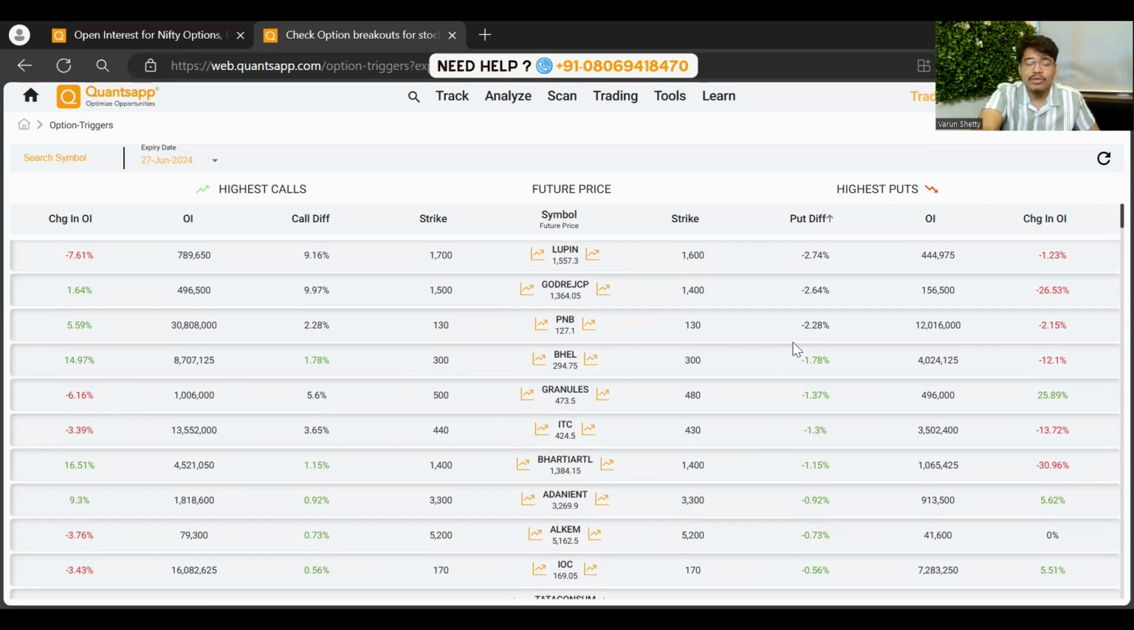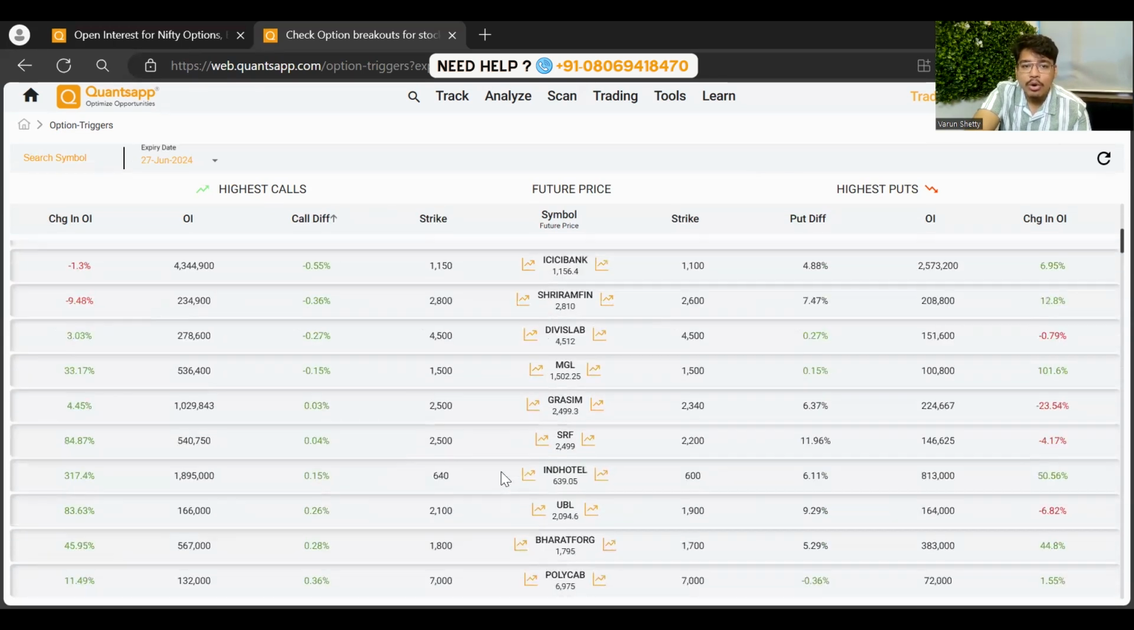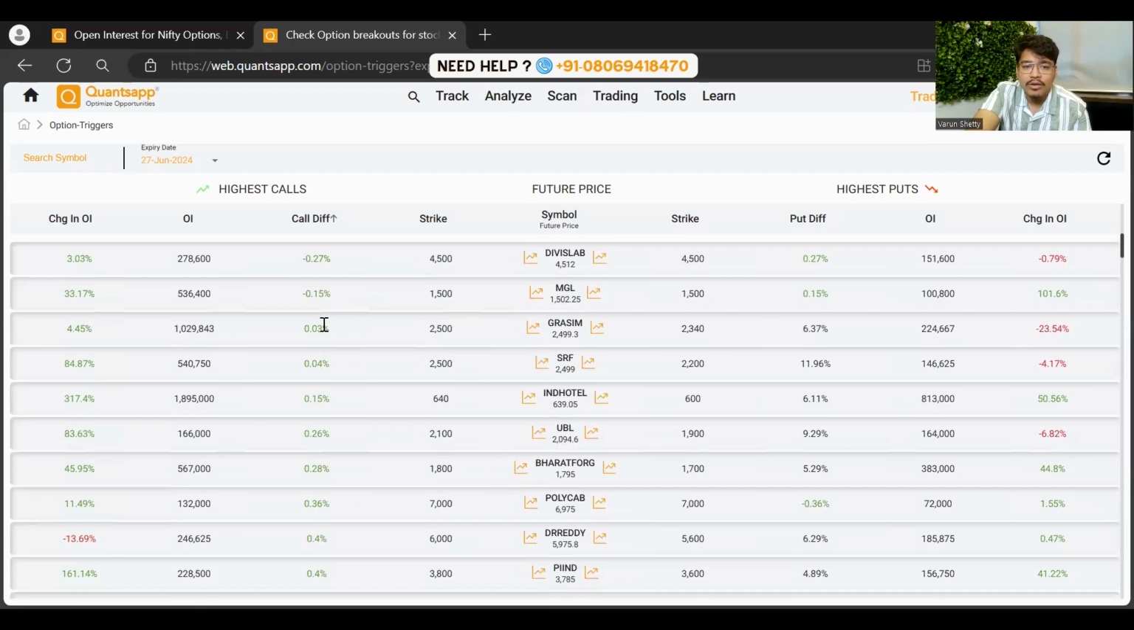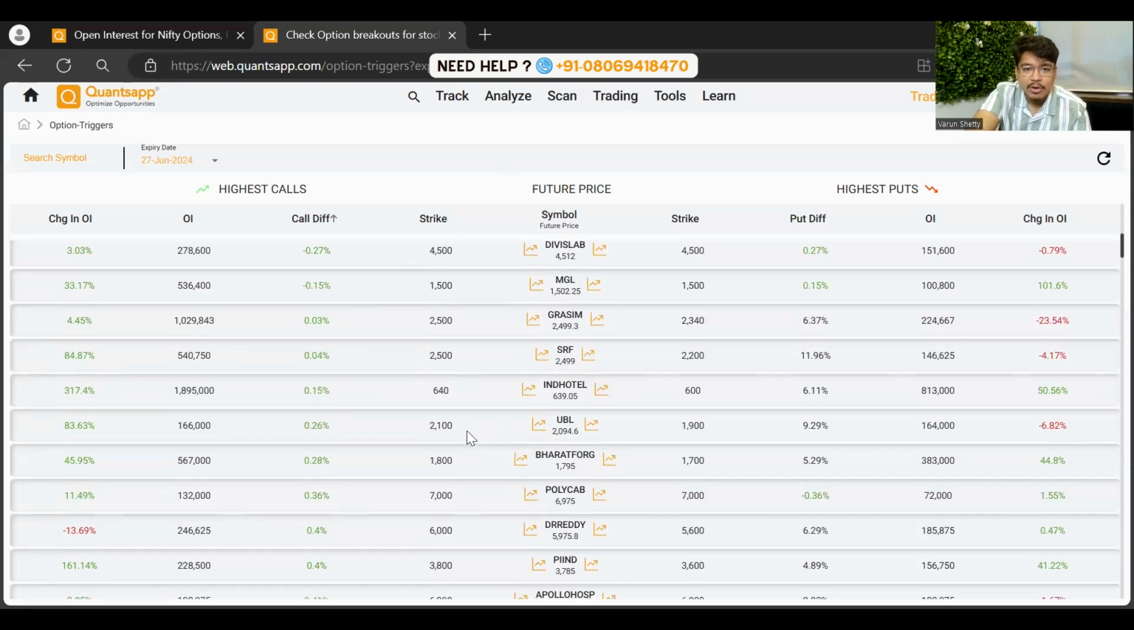So what I like to do, if I'm going for a bullish trade, I just click on call difference. Okay. I will check all the stocks that have a call difference between 0 to 1%. Okay. So the last negative one is MGL. Okay. So from Gracie, I will check all the stocks below.